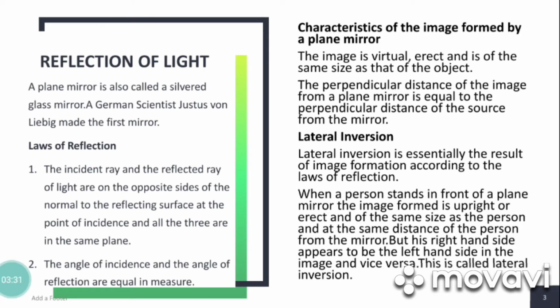Lateral inversion. Lateral inversion is essentially the result of image formation according to the laws of reflection. When a person stands in front of a plane mirror, the image formed is upright or erect and of the same size as the person and at the same distance from the mirror, but his right hand side appears to be the left hand side, or vice versa. That is, the left hand side appears to be the right hand side. This is called lateral inversion.